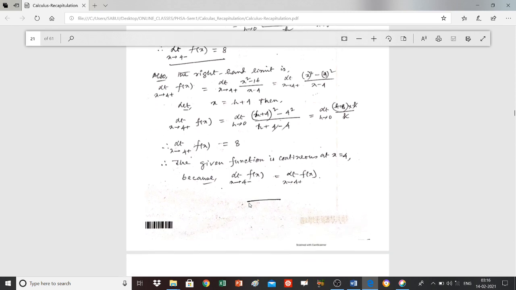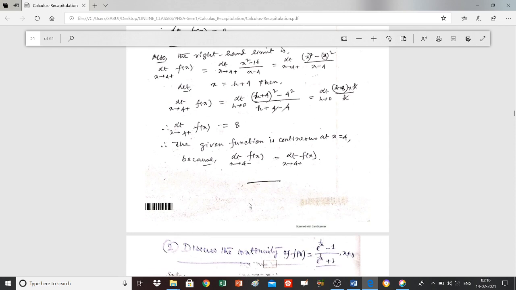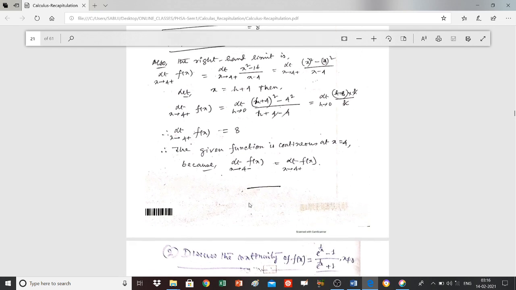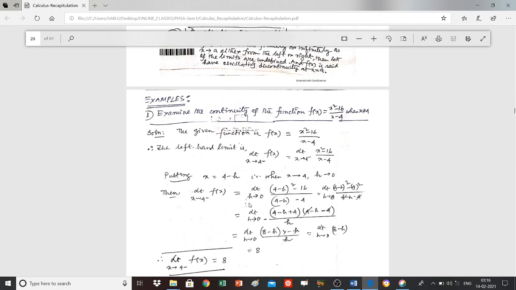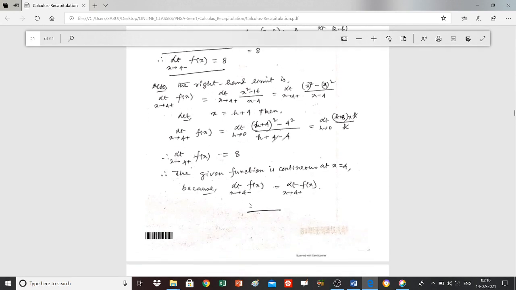So here we observe that the left hand limit and the right hand limit at the point x equal to 4 are equal. Since they are equal, we can conclude that the given function is continuous at the point x equal to 4.